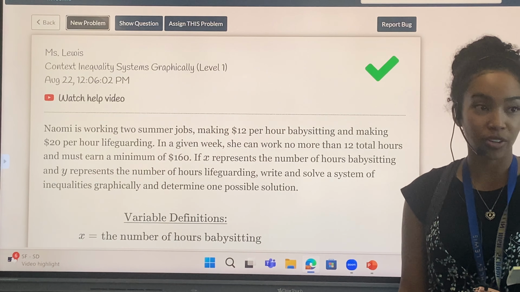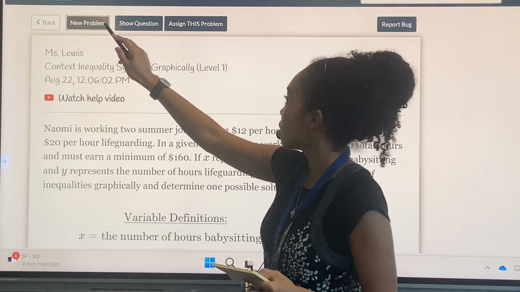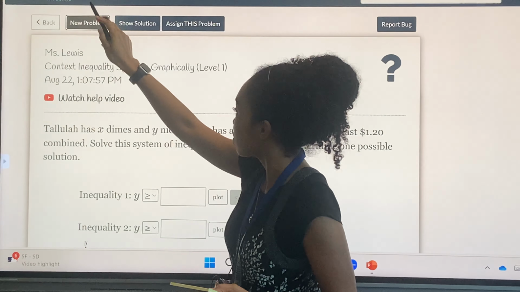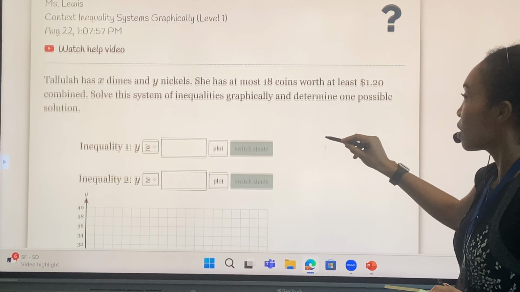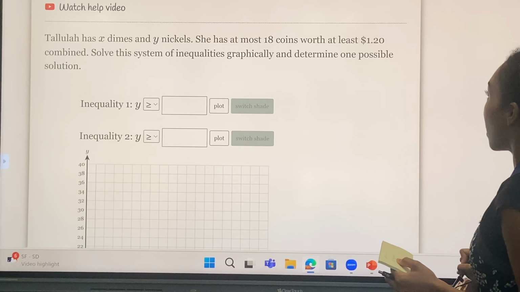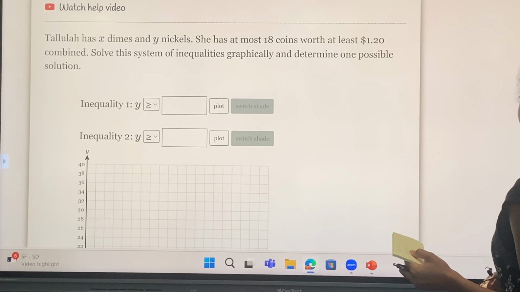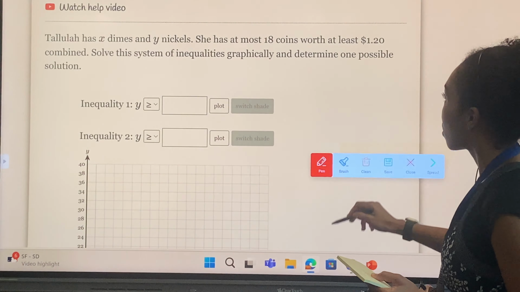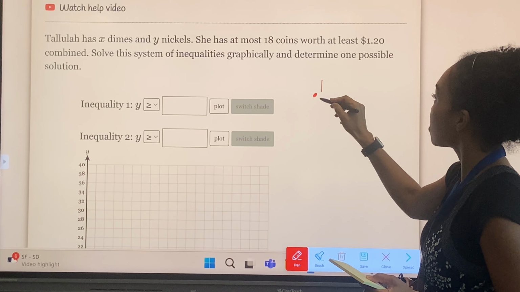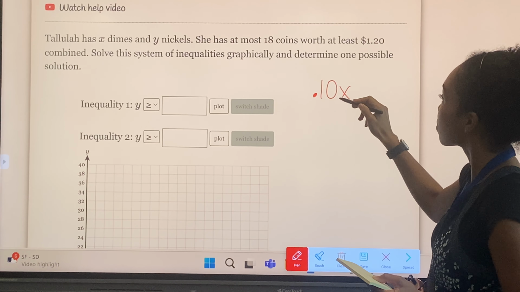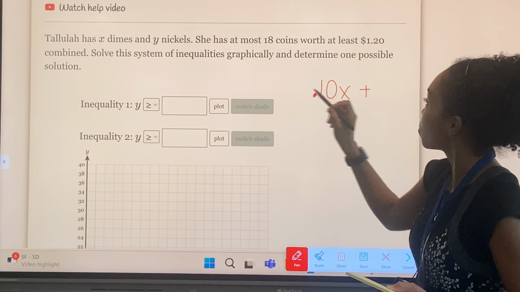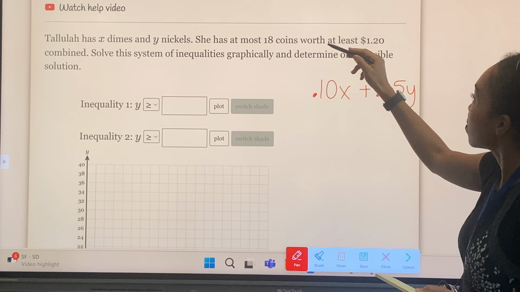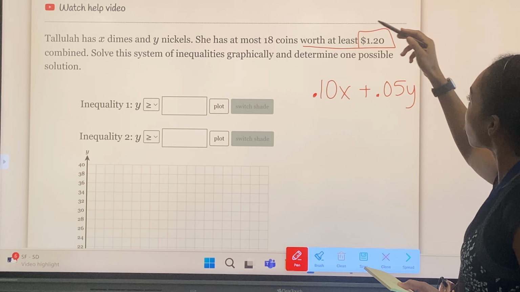Would you guys like another example? Yes? Okay. Here's a new problem. That's the same type of problem. Okay, let's try this one. It says Tallulah has X number of dimes and Y number of nickels. So dimes are worth 10 cents each, and nickels are worth 5 cents each. And it says that it is worth at least $1.25.